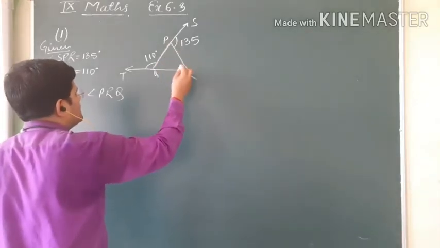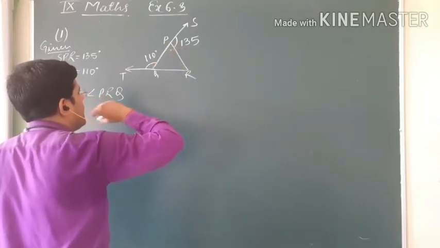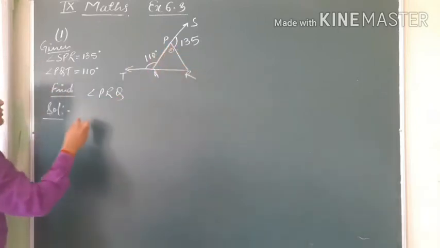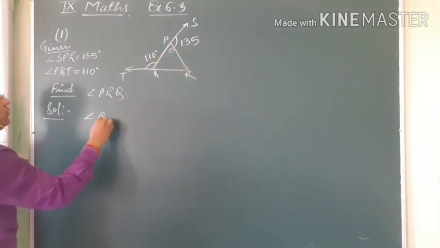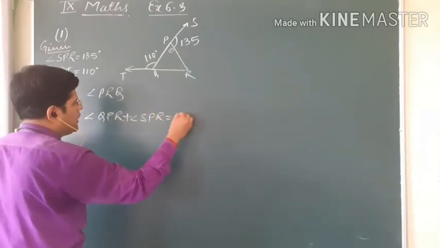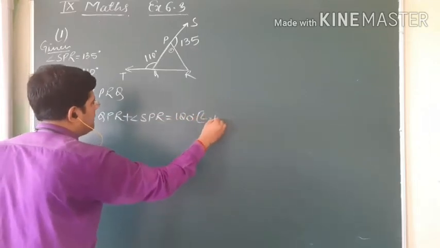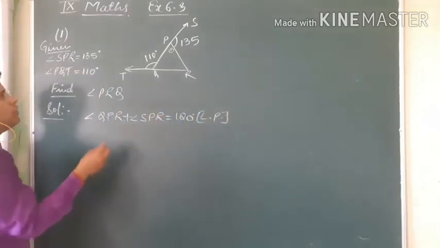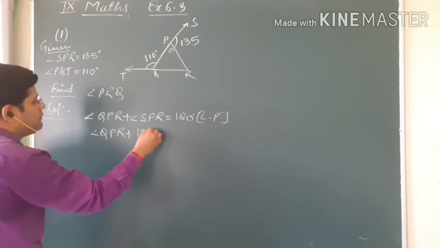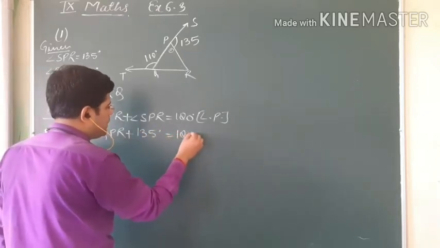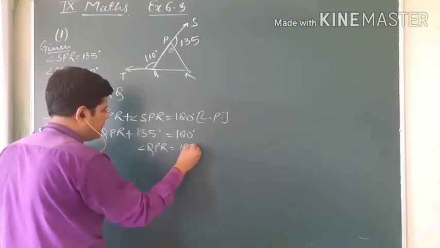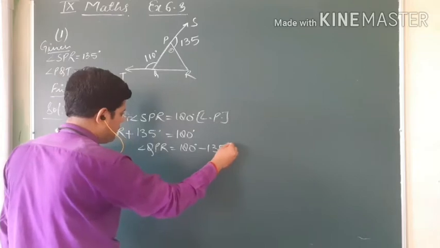PRQ. So firstly we have to know about this angle. Firstly we have to find this one. So angle QPR plus angle SPR is equal to 180 by linear pair. QPR is not given, but SPR is 135. Now transpose this to the other side. Angle QPR is equal to 180 minus 135.